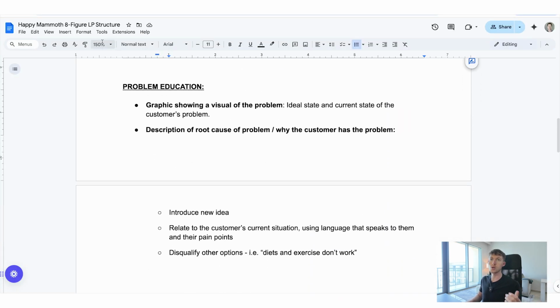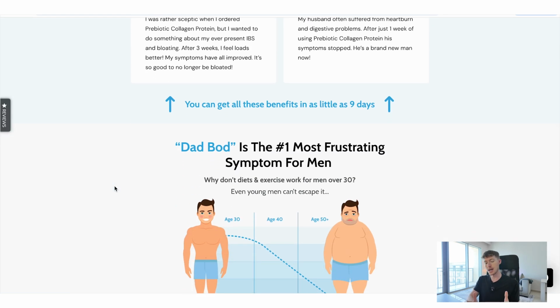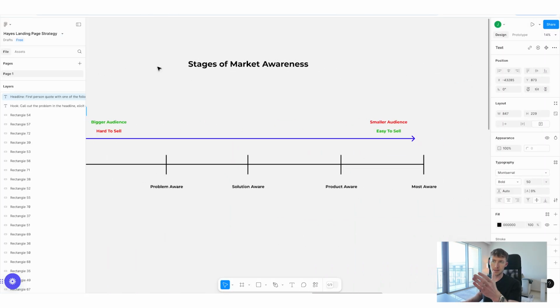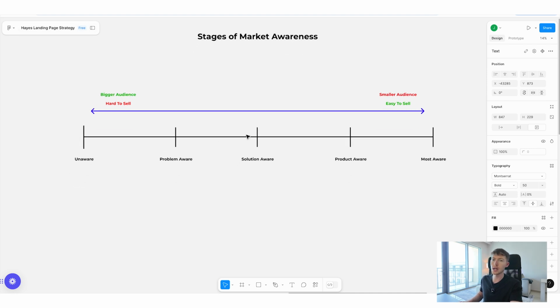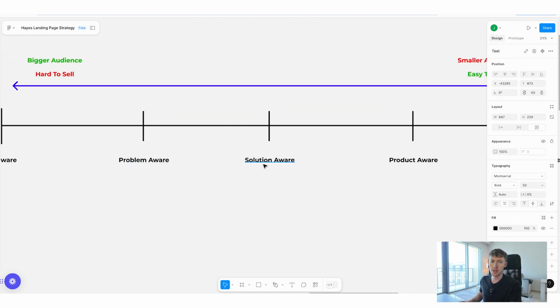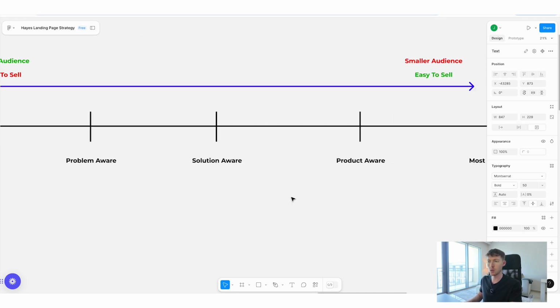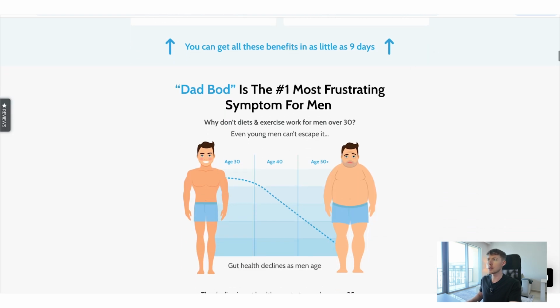Now, what do we do after this? We need to educate customers on the problem, right? Because we're going to get people to buy a product through a journey of education. And I come back to the stages of market awareness a lot because this is really what determines the structure of the landing page. It's very clear that the landing pages that Happy Mammoth are using are more for a problem-aware, solution-aware market. They're going after the markets that are harder to sell to, but the audience is bigger. And in order to bring these people towards a product-aware, most aware stage, you must have education. So the way that Happy Mammoth does education is they educate the problem, right?